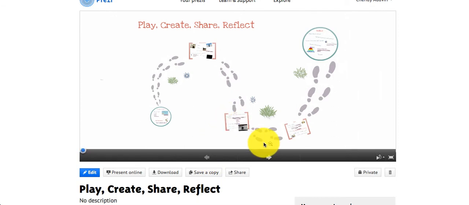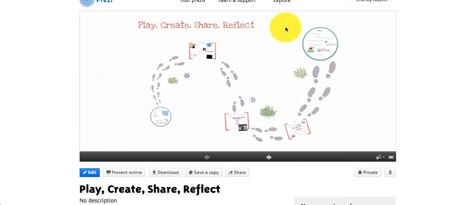And I think if we use this framework, we can apply some of these tools in meaningful ways in our online courses. All right, well, thanks for joining me in this presentation.